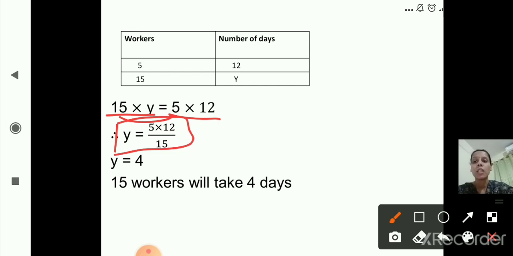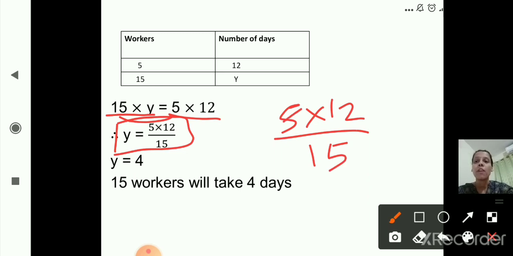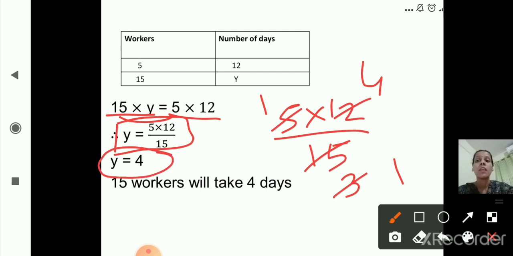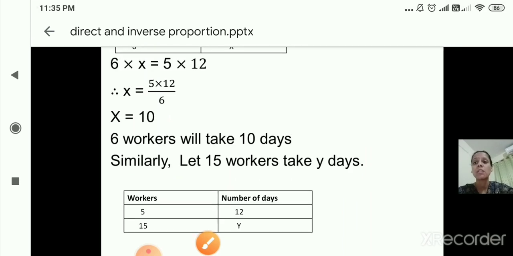Okay. So we can cancel this, 5 into 12 upon 15. 5 ones are 5, 5 threes are 15. 3 ones are 3, 3 fours are 12. So what we got? After doing cancellation we got Y is equal to 4. So 15 workers they take 4 days. Okay. So if 5 workers take 12 days, then 15 workers they will take 4 days. And 6 workers they will take 10 days.